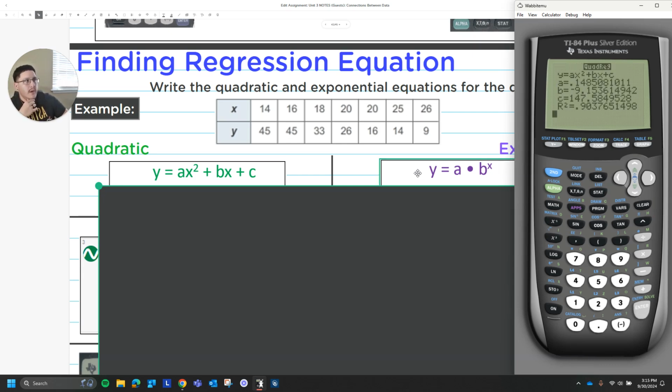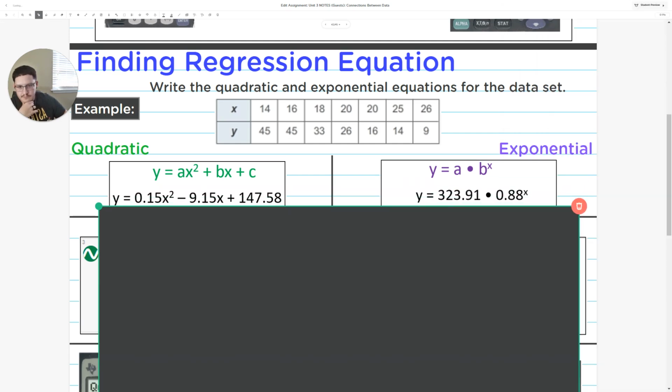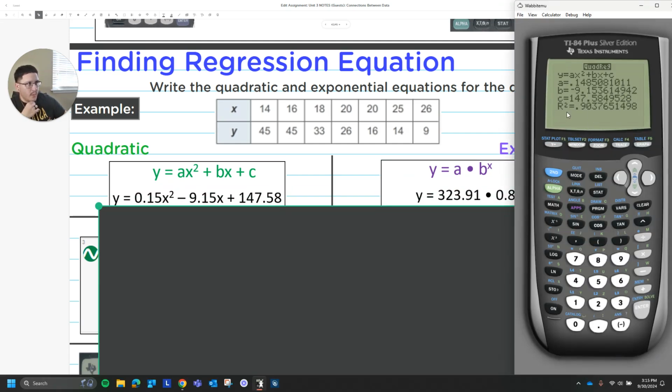our numbers. 0.14, which rounds off to 0.15, negative 9.15, which stays the same, but the plus changes into a minus in the equation. And then we have 147.58, which is our C value. X squared and X still stay the same.